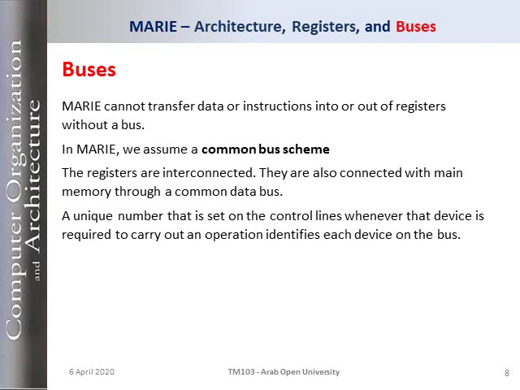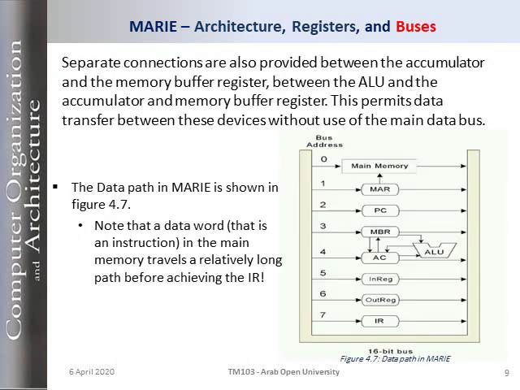What about the buses in the Maria simulator? Maria cannot transfer data or instruction into or out of registers without a bus. Of course, we have to use a bus to transfer data between registers and different parts of the computer. In Maria, we assume a common bus scheme. So we have one bus that transfers data between all the parts of the Maria simulator. The registers are interconnected. They are also connected with main memory through a common data bus. And we have a unique number that is set on control lines whenever that device is required to carry out an operation, identifying each device on a bus.